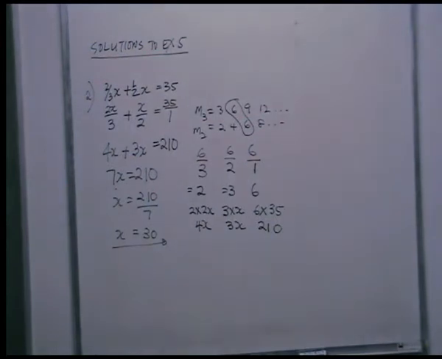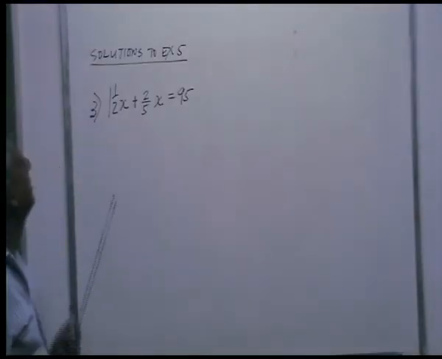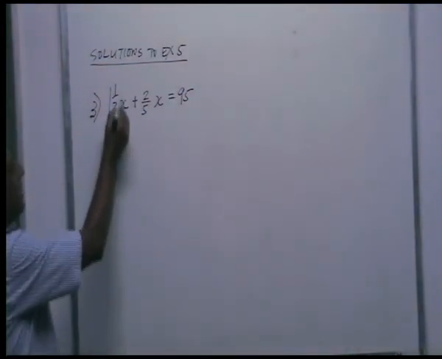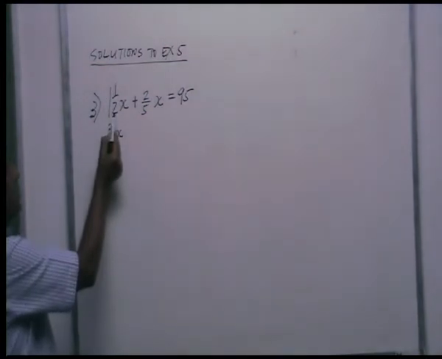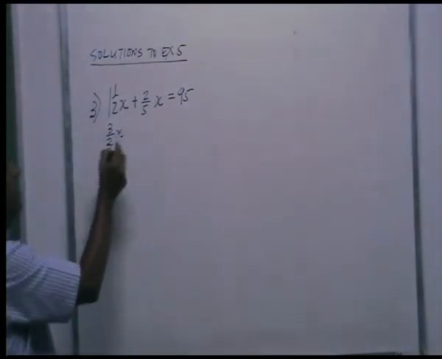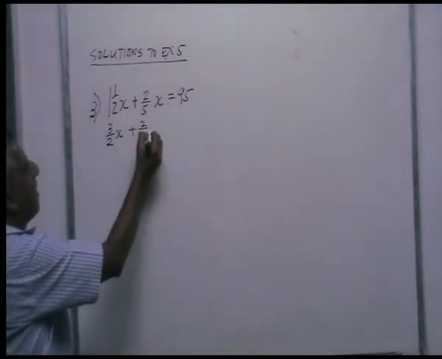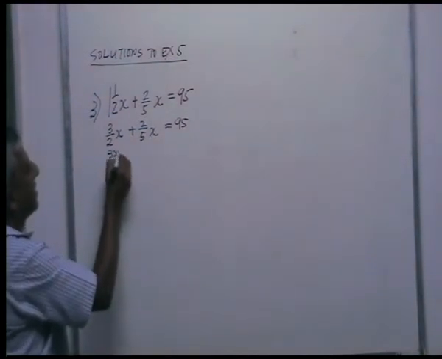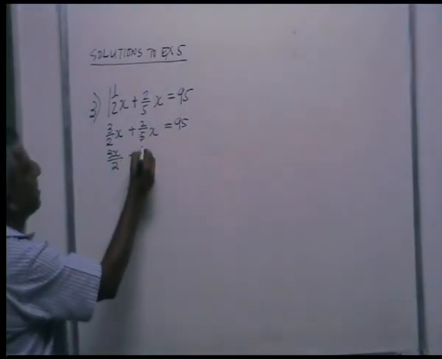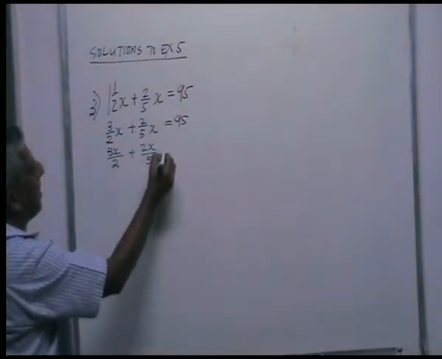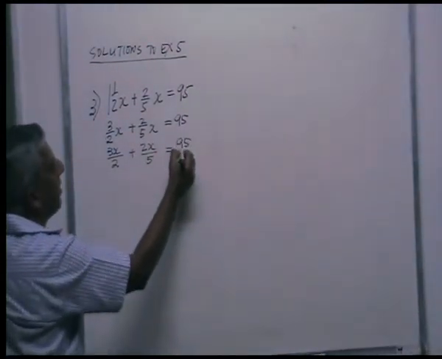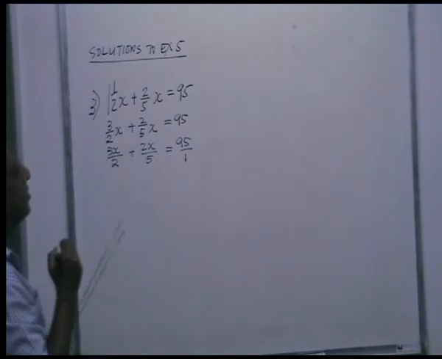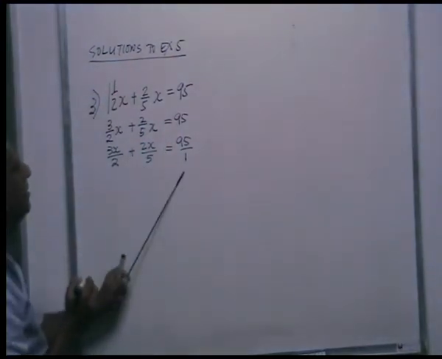Right, shortly we'll give you the answer for number 3. Alright, so here we have number 3. 1 1/2 is written as 3 over 2. 1 times 2 is 2, 2 plus 1 is 3, so 3 over 2. 3 over 2 x plus 2 over 5 x is equal to 95. Rewriting this properly, you get 3x over 2 plus 2x over 5 is equal to 95 over 1. And then we've got to find the LCM. So our denominators are 2 and 5. Don't worry about the 1.